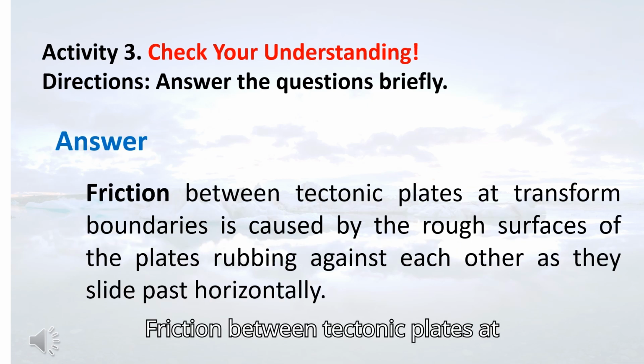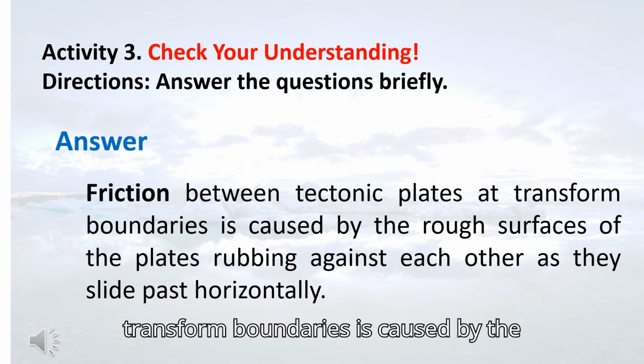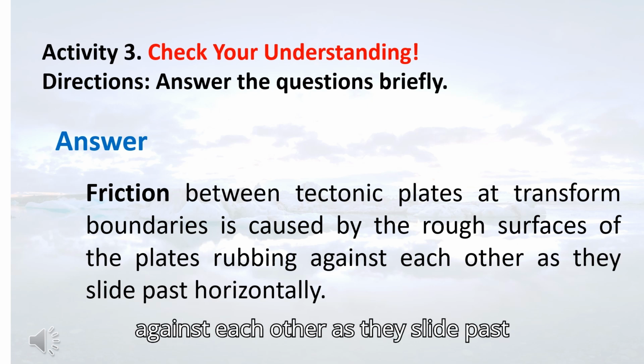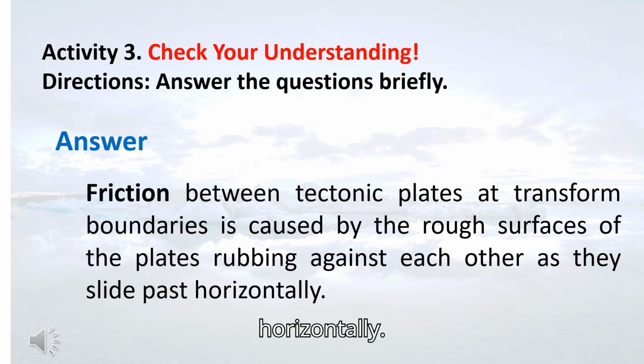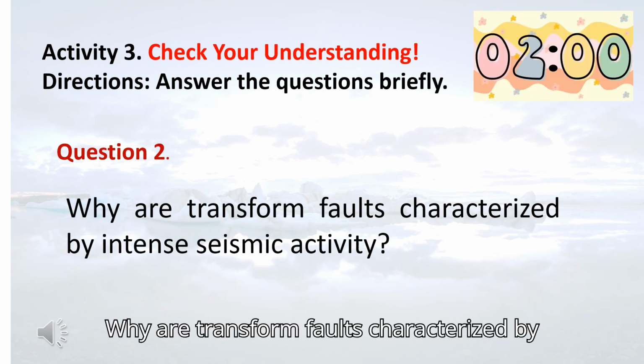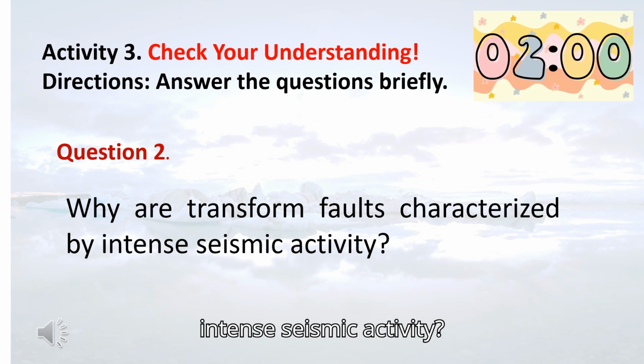Answer. Friction between tectonic plates at transform boundaries is caused by the rough surfaces of the plates rubbing against each other as they slide past horizontally. Question number 2. Why are transform faults characterized by intense seismic activity?